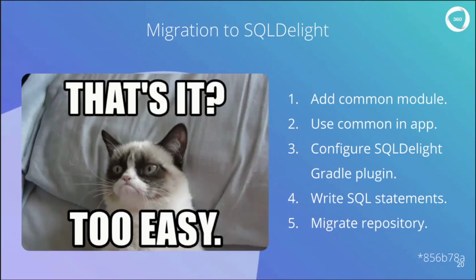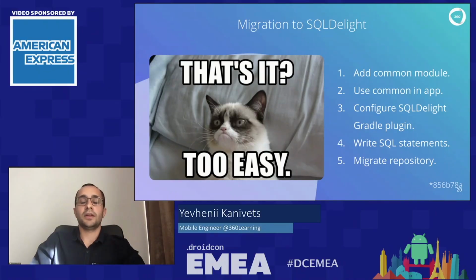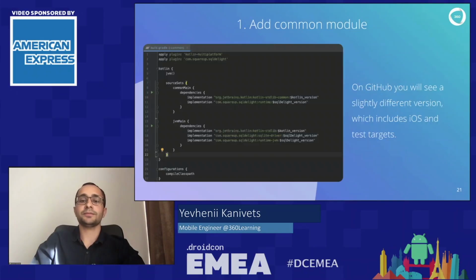Migration to SQLDelight is pretty straightforward in this case and can be done in 5 simple steps. First, you need to add a common Kotlin multi-platform module, integrate it into the main app module, then configure SQLDelight Gradle plugin. Write SQL statements to represent database schema and operations you want to have in Kotlin. And as the last step, migrate repositories. Let's go over each step in more detail now.